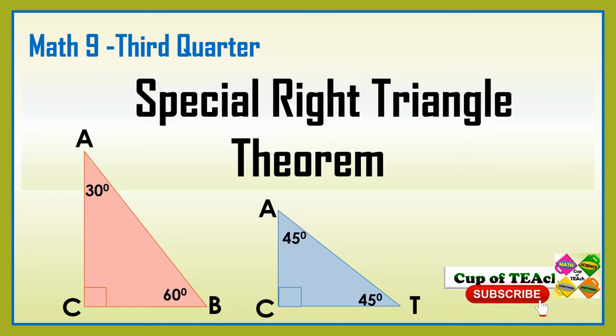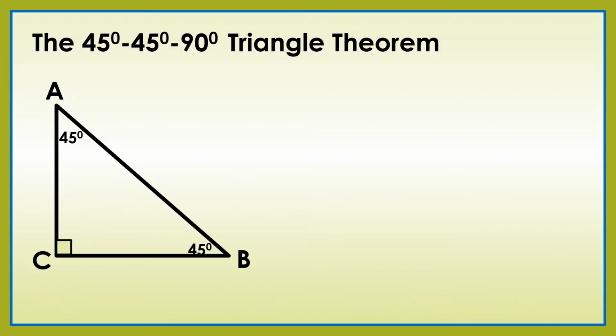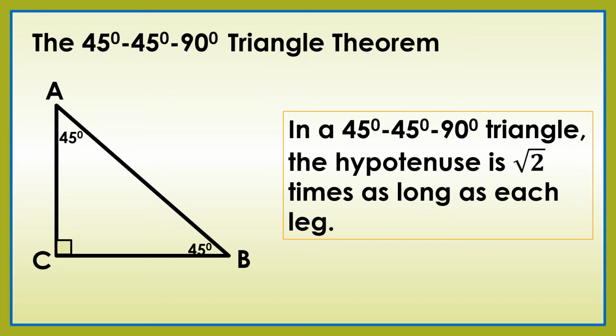This time we're going to discuss the special right triangle theorem. Let's have here the first theorem, the 45-45-90 degrees triangle. In a 45-45-90 degrees triangle, the hypotenuse is the square root of 2 times as long as each leg.